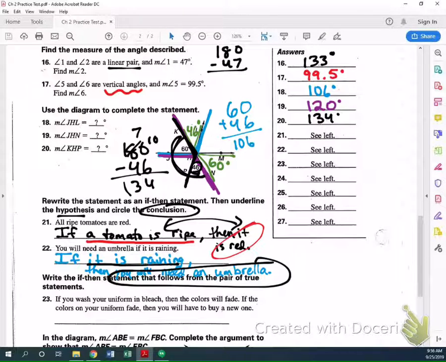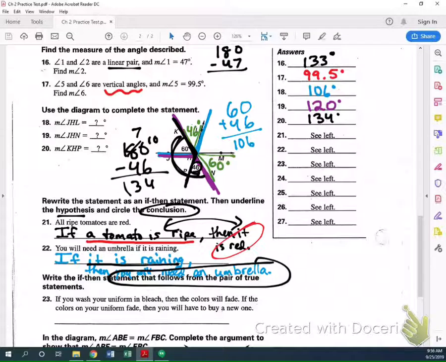All right, number 23 wants us to rewrite this as a true statement. If you wash your uniform in bleach, then the colors will fade. If the colors on your uniform fade, then you will have to buy a new one. This is the law of syllogism that we're using here. Does anyone remember how that works? What do we get rid of? With syllogism, we get rid of... I want to take these two if-then statements and write them as one if-then statement.